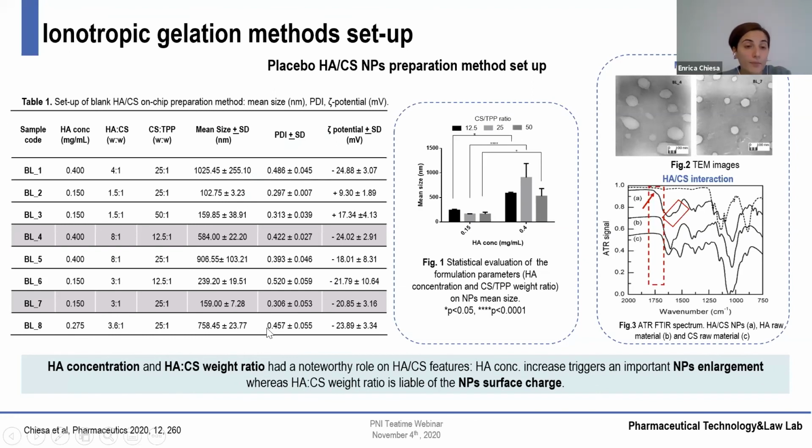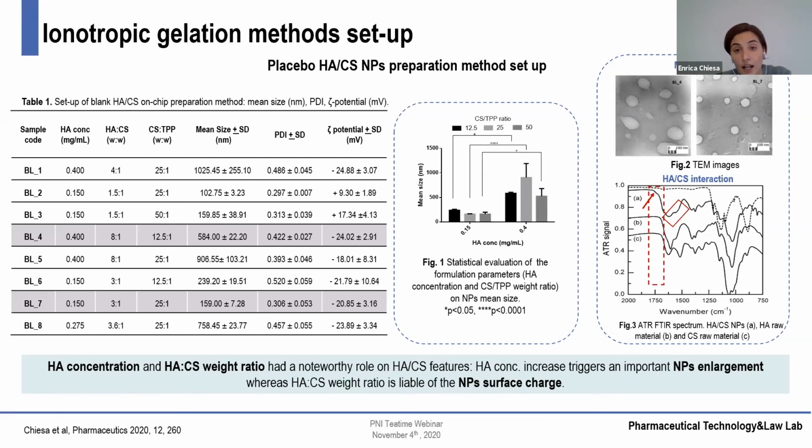After a preliminary experiment that permitted us to identify the concentration range of each compound, hyaluronic acid concentration was varied from 0.4 to 0.15 milligrams per milliliter. Instead, the screened chitosan to TPP weight ratios were 50, 15, 25, and 12.5 to 1. Nanoparticles were then characterized in terms of mean size, polydispersity index, and surface charge.